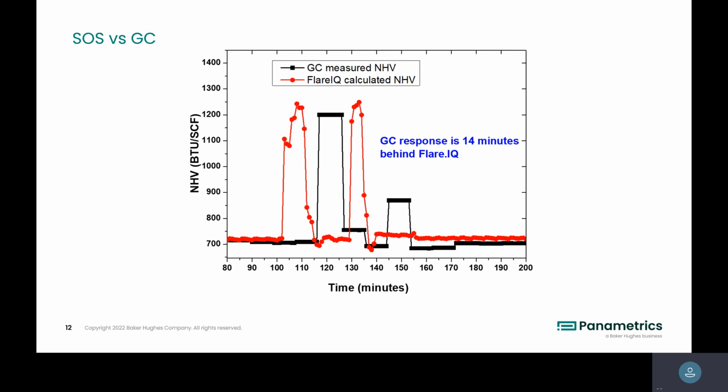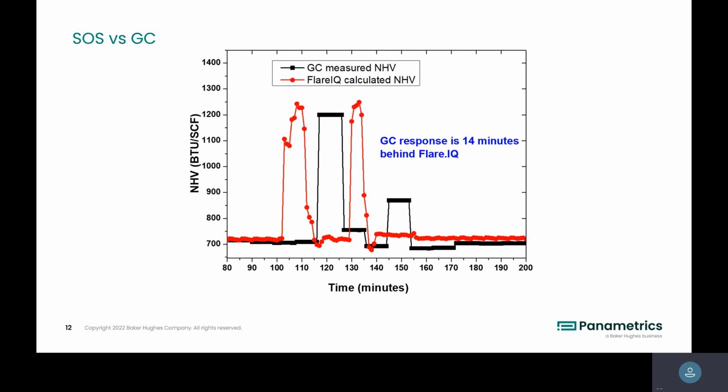And this is a small flaring event. It lasts only 10 minutes or so, and GC completely misses it. Flare.IQ actually has a response time of 6 seconds. It's almost instantaneous. That's why you can see the Flare.IQ measurement is 14 minutes ahead of GC. And then there are two other small events.